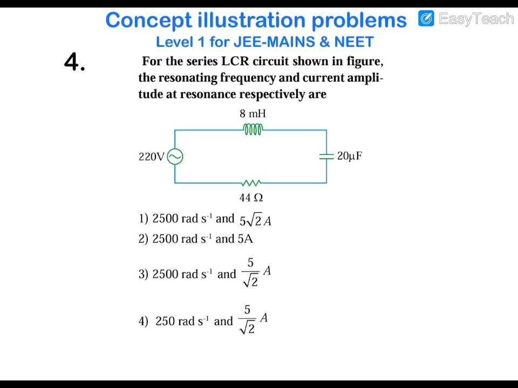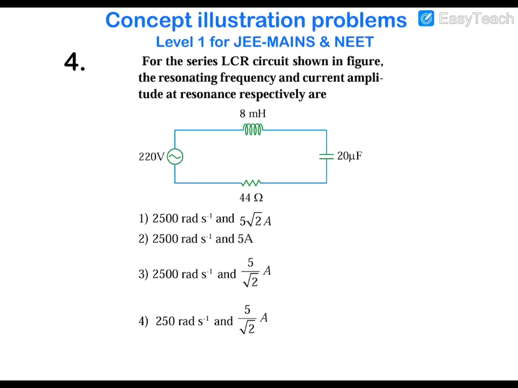In this question, you can see that this is a series LCR circuit, and an oscillator having RMS voltage of 220 volt is also connected in this circuit. In this circuit, we have to find out the resonance frequency, as well as the amplitude of the current at resonance condition.